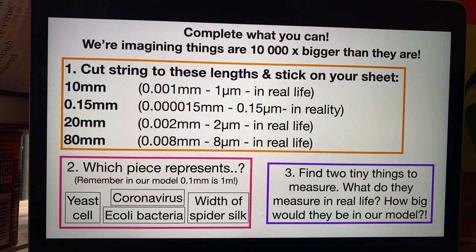If you're using wool that's anything like mine, it's going to be very inaccurate because it's just so fuzzy. But do your best. The relative sizes will still be all right.